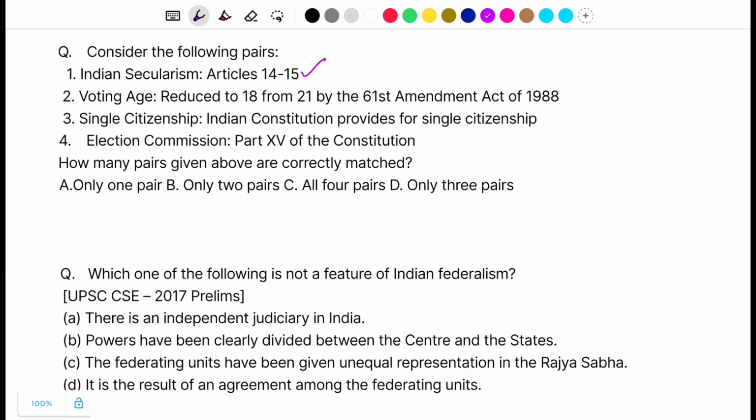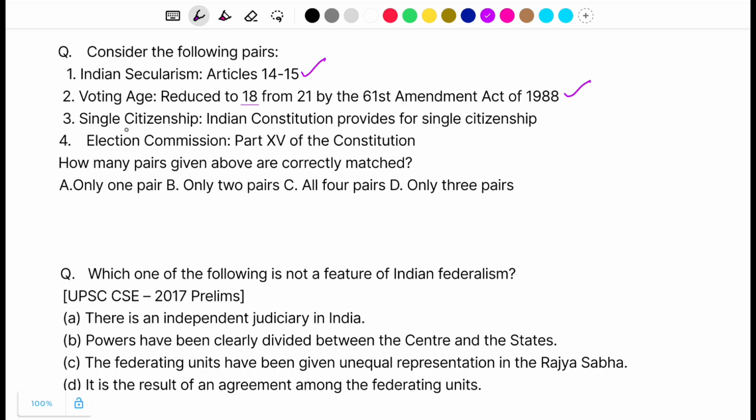This is correct. Voting age reduced to 18 from 21 by the 61st Amendment Act of 1988. Yes, we have discussed this point also, in the universal adult franchise topic. We have said that the voting age was originally 21. By the 61st Amendment Act of 1988, it was further reduced to 18. Yes, this is correct. The second statement is also correct.